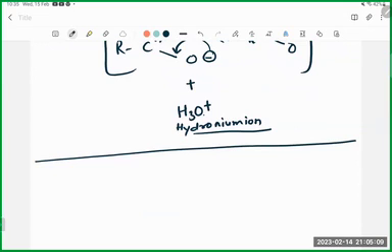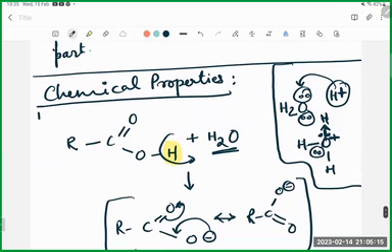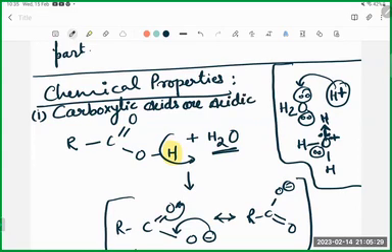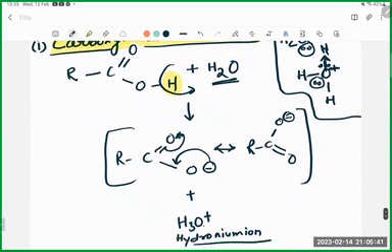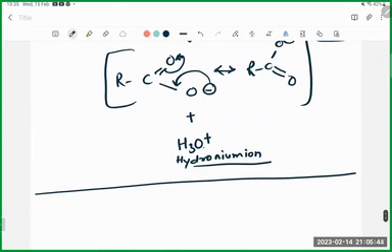So this reaction actually indicates one most important characteristic of carboxylic acids. Let me introduce it here. Carboxylic acids are acidic in nature. Okay, Hridaya? Yes, ma'am. This is the most important property. So let's see the chemical reactions which help to prove it.